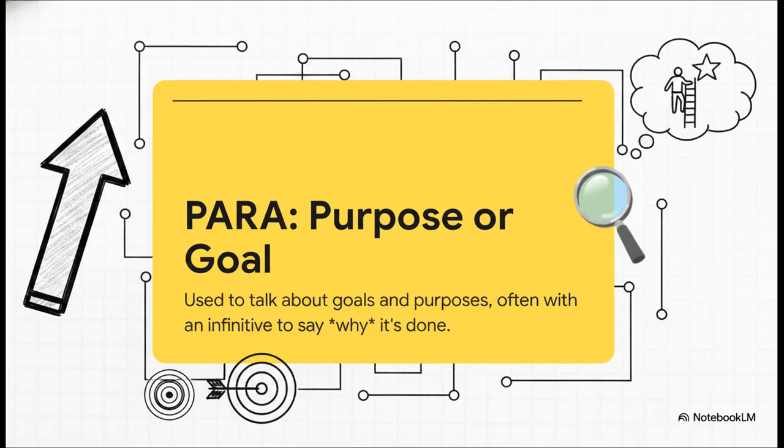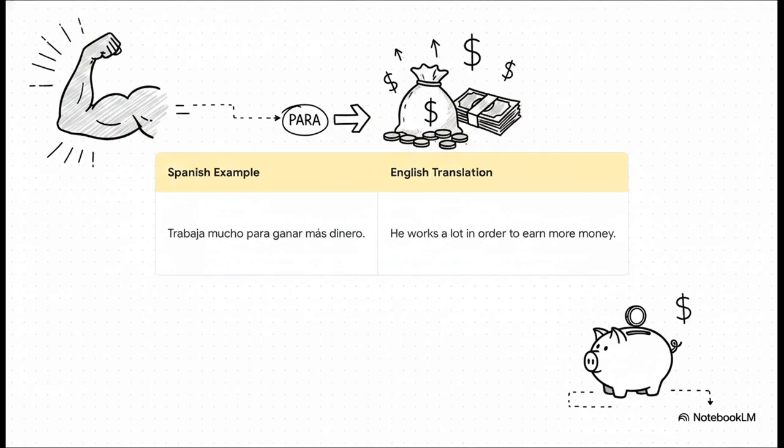Now, this is a huge one, so pay close attention. When you want to explain the purpose of an action, the in order to, you almost always use para, followed by a verb in its infinitive form. It really defines the ultimate goal of what you're doing. Here's a classic example. Trabaja mucho para ganar más dinero. Just ask yourself, what's the goal here? It's in order to earn more money. That purpose is a crystal clear signal for para.